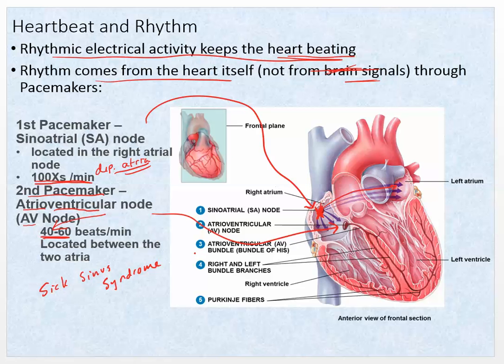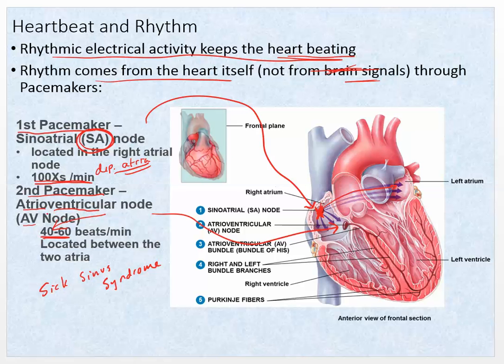A lot of times people will have a skipped heartbeat or something like that. That's a completely different issue. But when your SA node actually fails, you do have this backup, but it's much slower. And while it will keep you alive, it may not keep you conscious. So that's the first one, the SA node, and you will be asked that very question: what is your primary pacemaker? And it's the SA node.